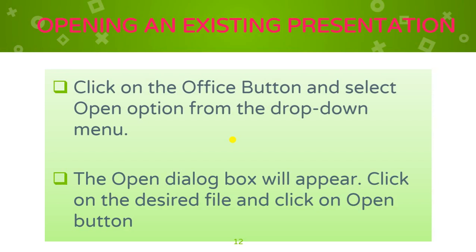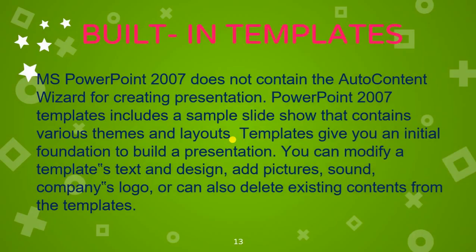Now you have saved your file, and you want to open the file that you have already saved. So what are the steps you have to follow? You have to click on the office button, and from that office button you have to click the open option from the drop down menu, and the open dialog box will appear, and you can see a list of files in that open dialog box. You can select any file that you want to open, and you have to click on the open button, and the file will be opened for you.